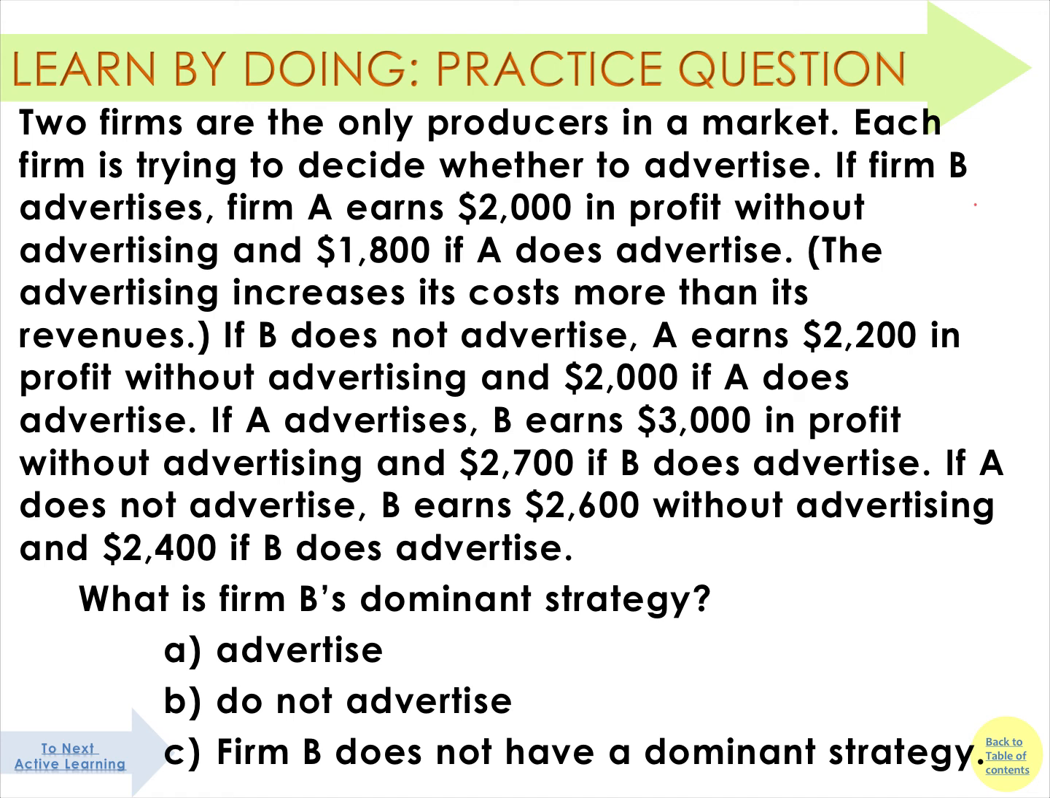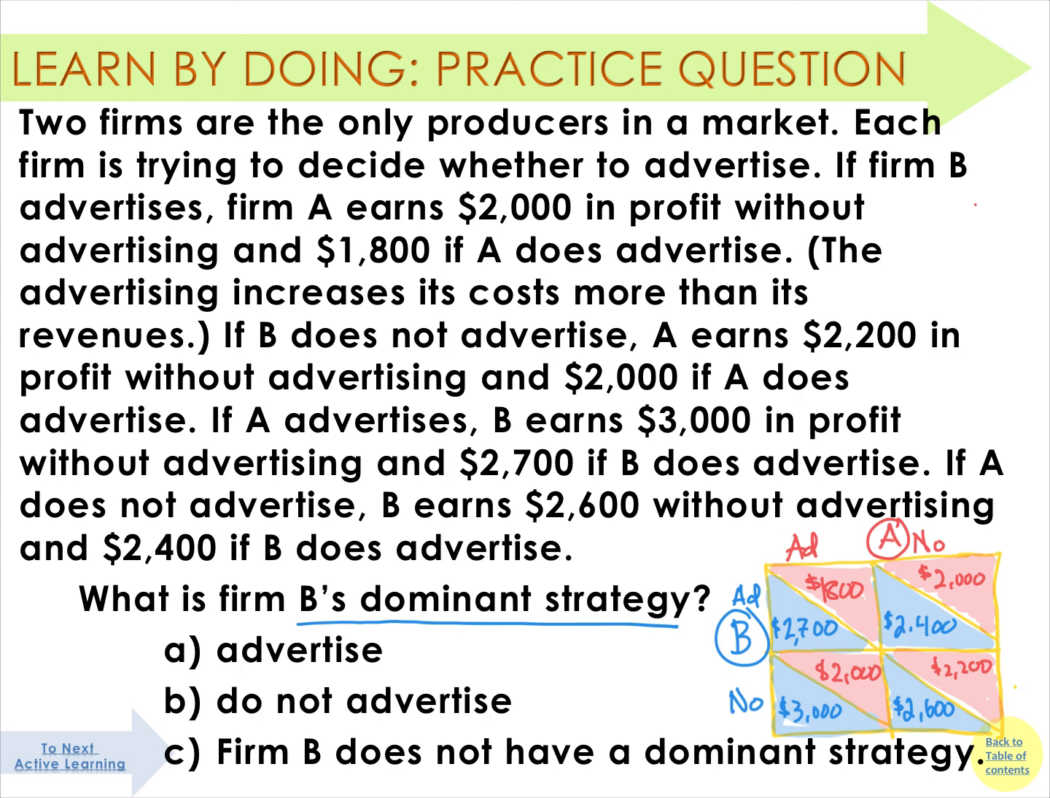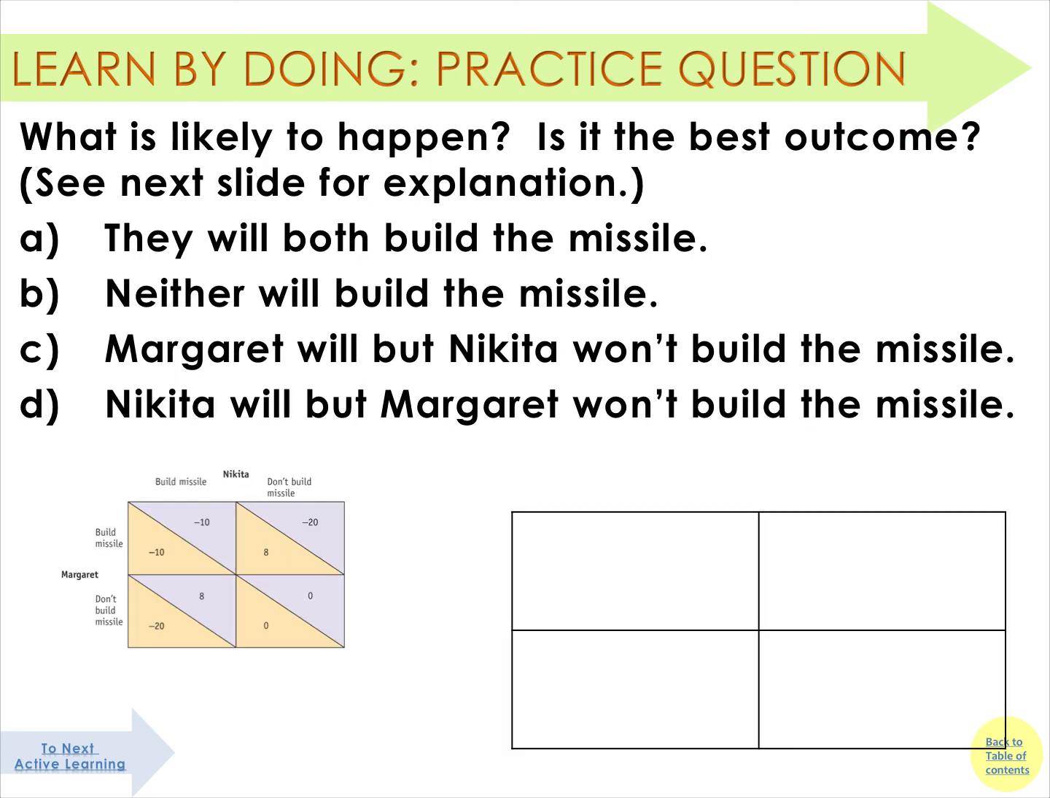What's firm B's dominant strategy? What's your strategy? Make a little box, right? Make a payoff matrix. Here we go. All right, it takes a while to set up. But if we set it up this way, we can see pretty quickly that we're looking for B's dominant strategy. If they advertise, $2,700 or $2,400, which is a worse deal than if they do not advertise, $3,000 or $2,600. So, what's firm B gonna do? Not advertise, that's for sure. And it's always good to practice these more times than you think, because it's just a muscle that gets built.